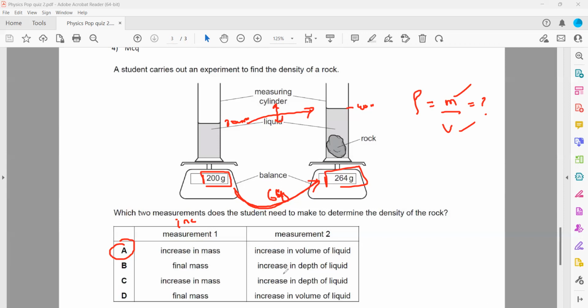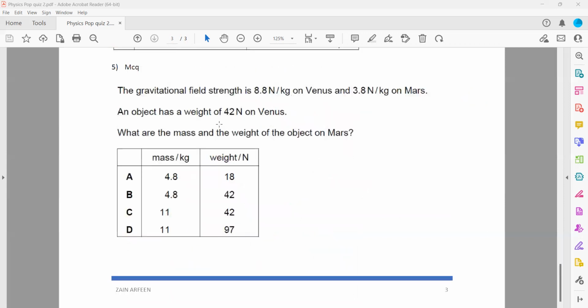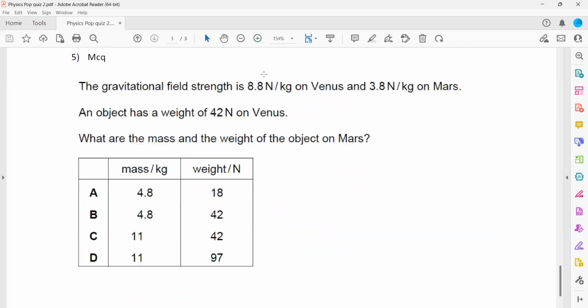The next one, the gravitational field strength is 8.8 Newton per kilogram on Venus, and it is 3.8 Newton per kilogram on planet Mars. An object has a weight of 42 Newtons on Venus. What are the mass and what will be the weight on Mars? So how can you work this out?